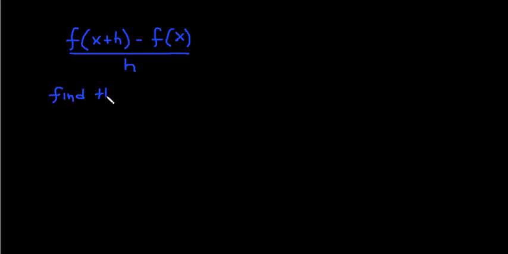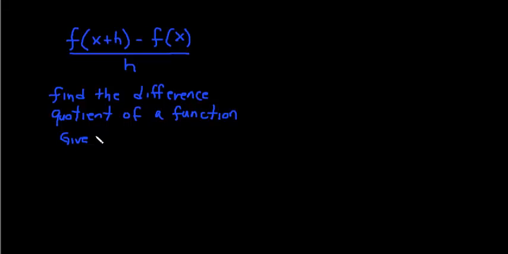Let's put our difference quotient up here. Okay, we'll write this in blue this time. Okay, and so again we want to find the difference quotient of a function given f of x is equal to, this time, x squared plus 2x minus 3. You see that? So we're still going to use the 4 steps to find the difference quotient of this function, which is also considered the slope of the secant line.